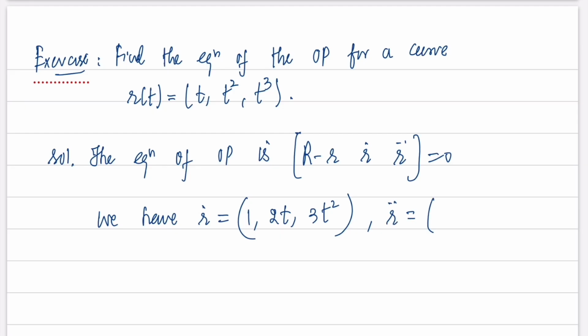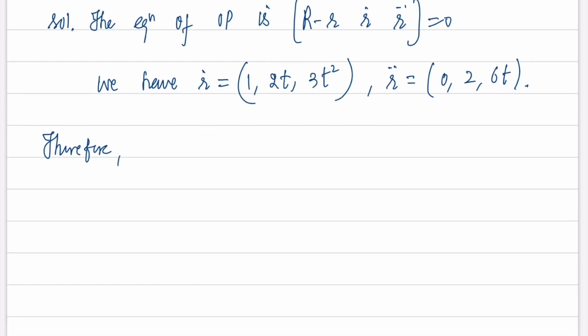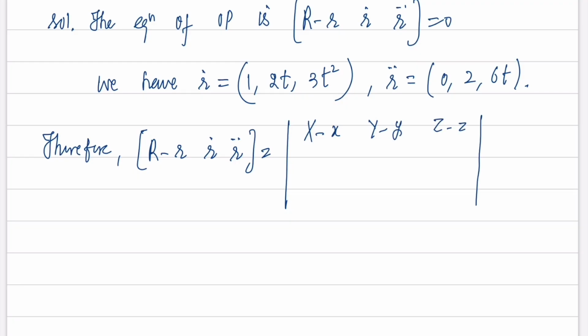Now R double dot, the second derivative, is 0, 2, 6t. So therefore the scalar triple product is [R minus r, r dot, r double dot], the determinant of this matrix. First we will have the coordinates for R minus r, which we can write as x minus x, y minus y, z minus z. Similarly for r dot, the coordinates are 1, 2t, 3t square, and now the third row is 0, 2, 6t.